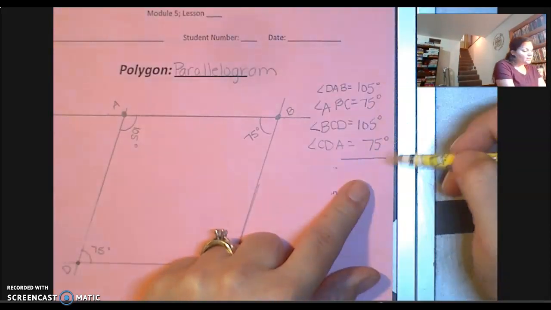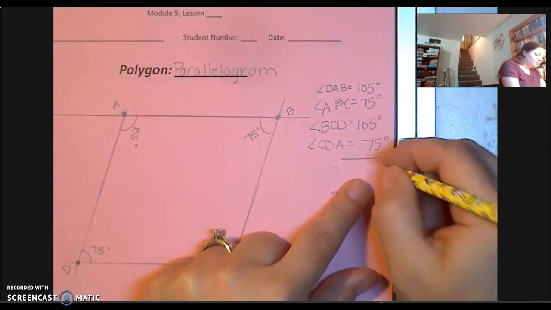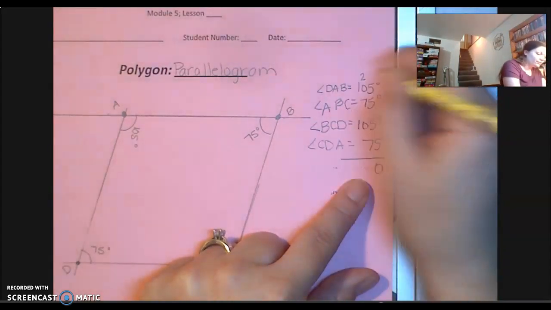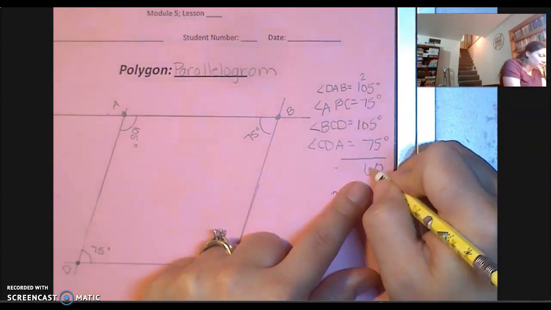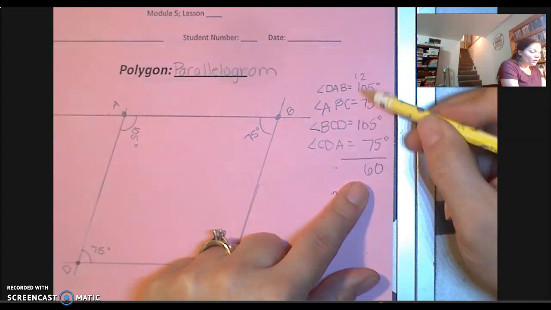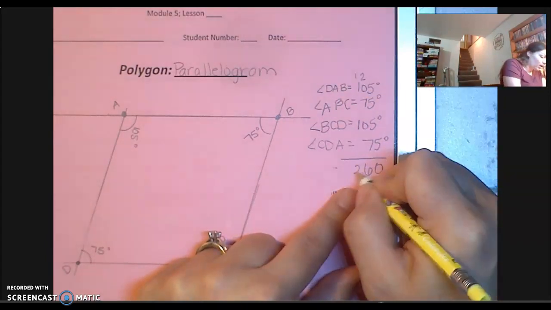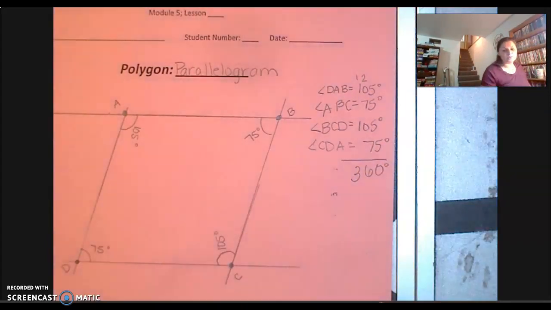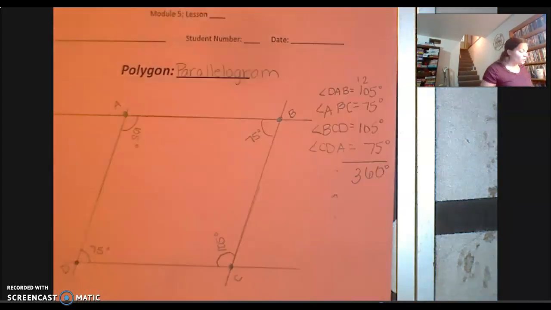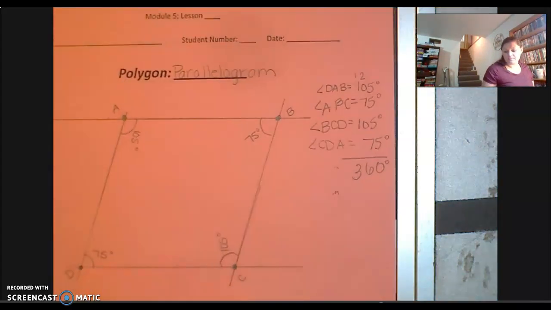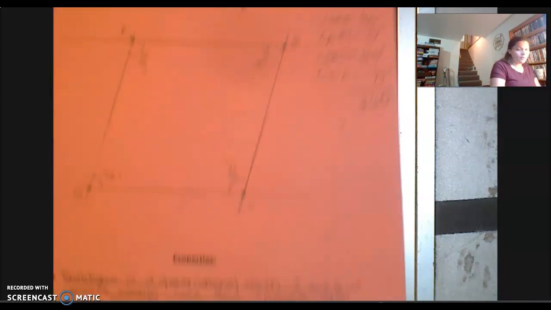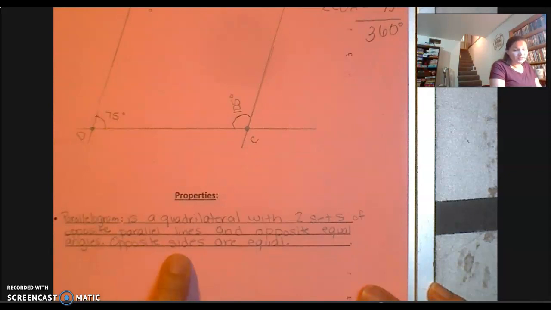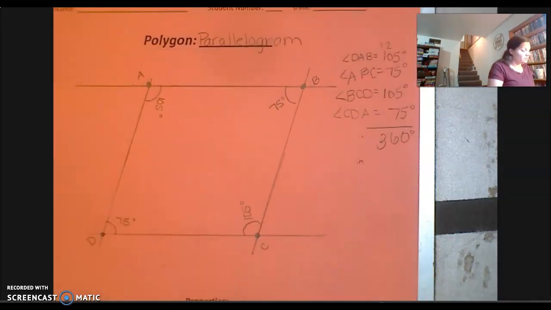And if we add these up, 5, 10, 15, 20, there's our 2. 7 and 7 is 14, plus 2 is 16. 1, 1, and 1 is 3. So our quadrilateral is equal to 360 degrees. So we know we measured our angles correctly. The last thing we need to do, because our properties say that opposite sides are equal, we're going to go ahead and measure those opposite sides.